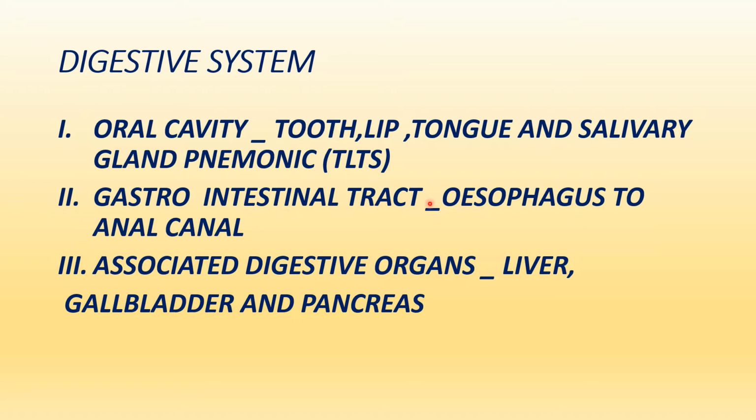And the second division is the gastrointestinal tract. It starts from the esophagus, stomach, small intestine, large intestine, appendix, and finally the anal canal. The third division of the digestive system is the associated digestive organs, which include the liver, gallbladder, and pancreas.